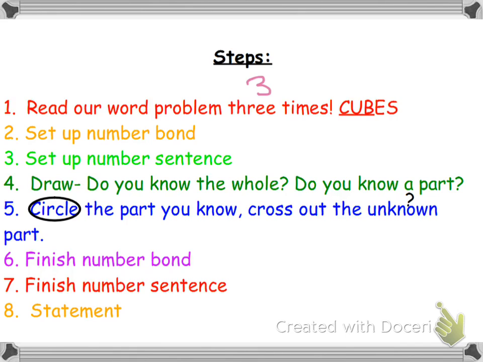Step number 5, you circle the part you know. Cross out the unknown part, which is the part we don't know. Step number 6, finish the number bond. Step number 7, finish the number sentence. And step number 8 is our statement.